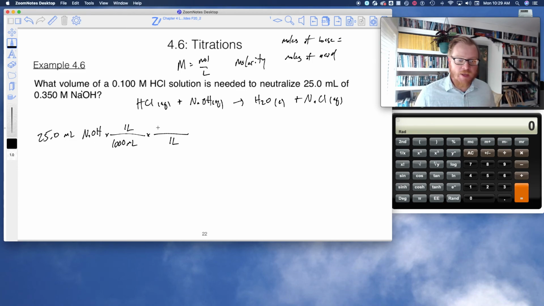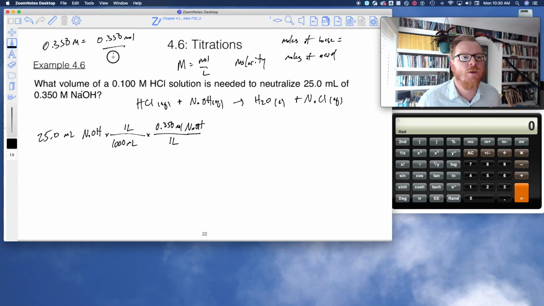That 1 liter is 0.350 moles of NaOH. Okay, that's what that means. So when we see 0.350 M, you should be thinking 0.350 moles in 1 liter.